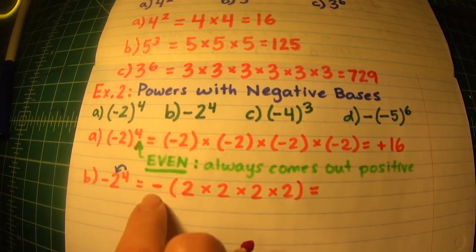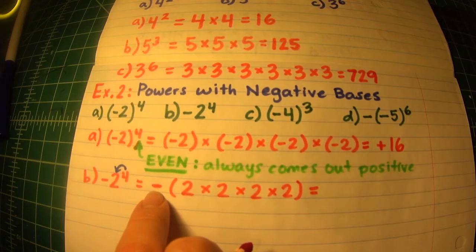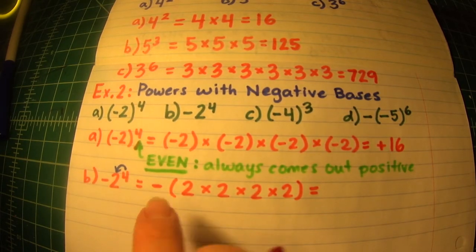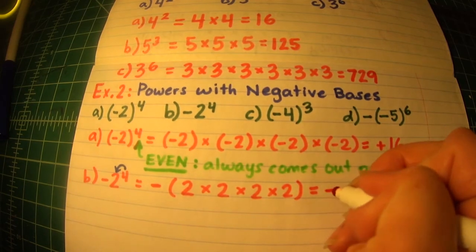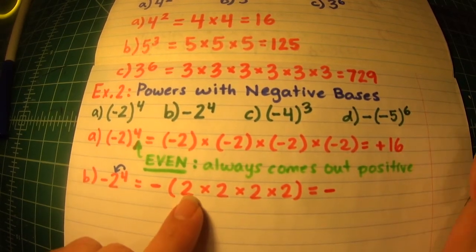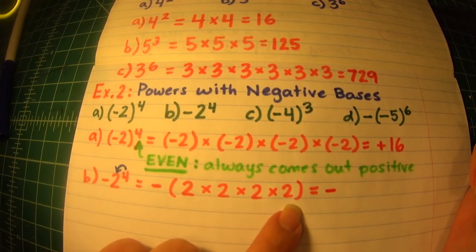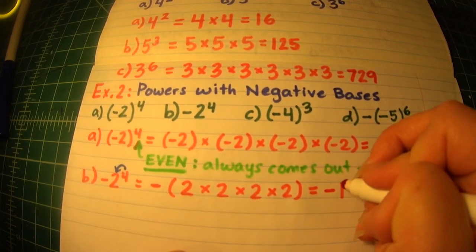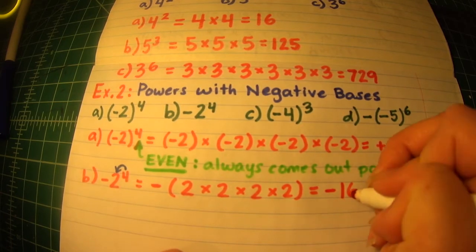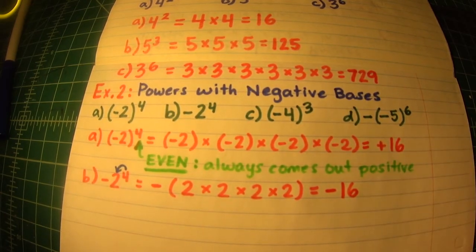So on our answer, because the negative sign was not repeated, we don't have to worry about match or mismatch. That negative just stays there. So our answer is automatically negative. 2 times 2 is 4, times 2 is 8, times 2 is 16. So our final answer is -16.